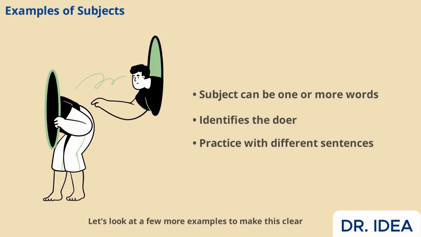Let's look at a few more examples to make this clear. In the sentence she plays, she is the subject. In the boy runs, the boy is the subject. And in my mother cooks, my mother is the subject. These examples show that the subject can be a single word or a group of words, but it always tells us who is doing the action. Practice identifying the subject in different sentences to get comfortable with this part of English structure.